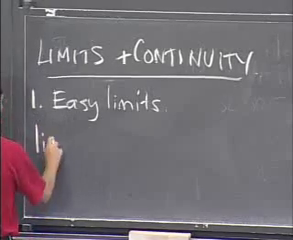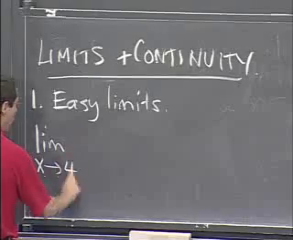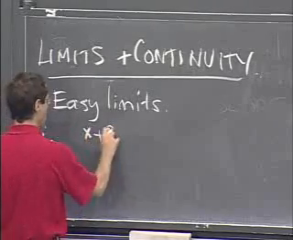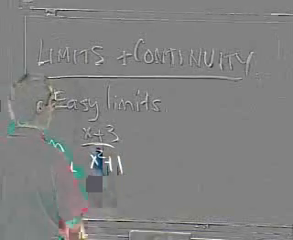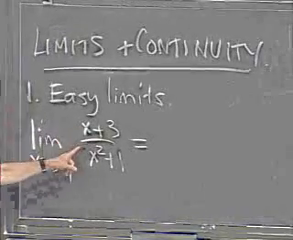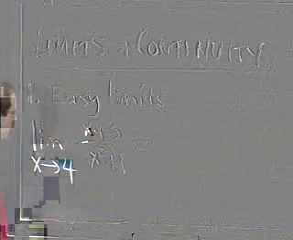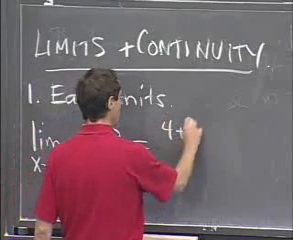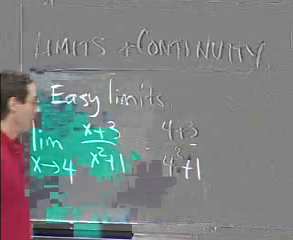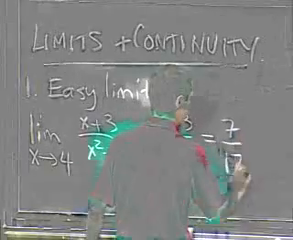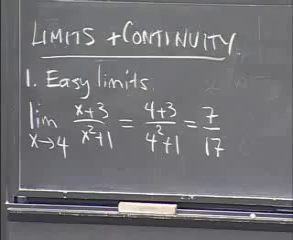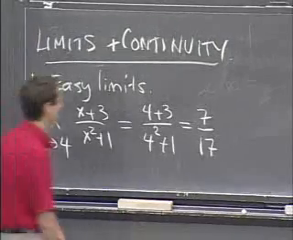So what's an easy limit? An easy limit is something like the limit as x goes to 4 of (x + 3) over (x squared + 1). And with this kind of limit, all I have to do to evaluate it is to plug in x equals 4. So what I get here is (4 + 3) divided by (4 squared + 1). And that's just 7 divided by 17. And that's the end of it. So those are the easy limits.